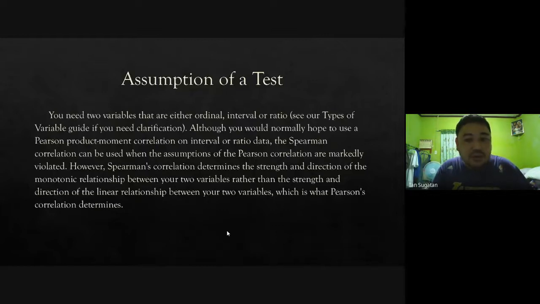Although you would normally hope to use Pearson product moment correlation on interval or ratio data, the Spearman correlation can be used when assumptions of the Pearson correlation are markedly violated. However, Spearman's correlation determines the strength and direction of the monotonic relationship between your two variables rather than the strength and direction of the linear relationship between your variables, which is what the Pearson correlation determines.